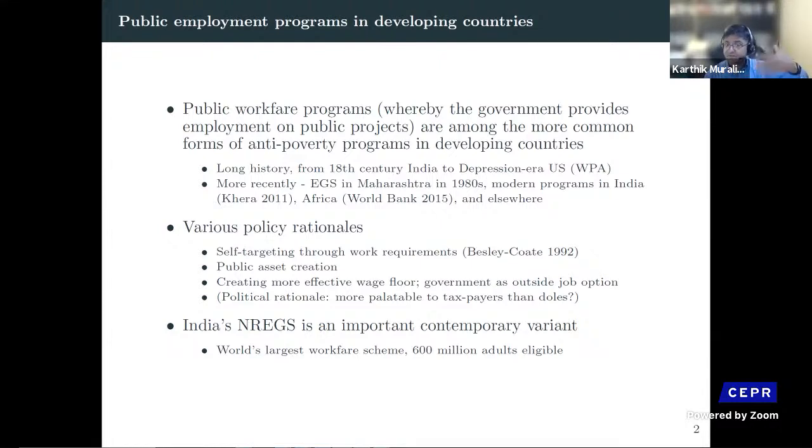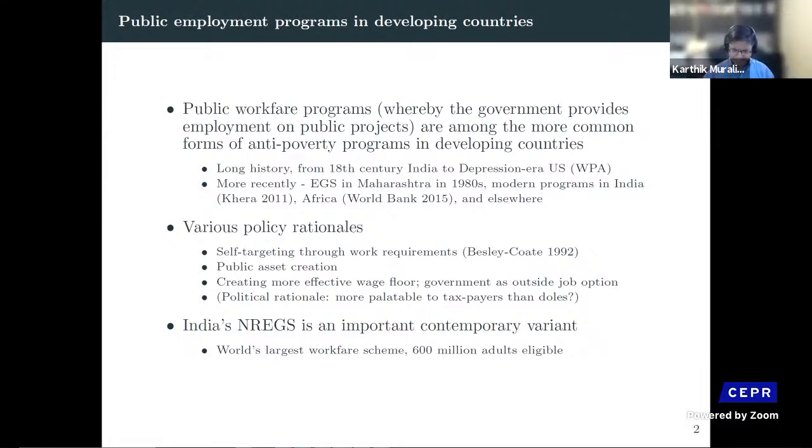The first is self-targeting through work requirements. If you can't target people through administrative data, then this becomes a very attractive feature. There's the idea that you're going to create public assets and not just give out people money. There's the idea that in settings of high informality, this becomes an effective way of imposing a wage floor because the government's not able to implement minimum wages. And I think the political rationale is also really important: at a gut level, it's much more palatable to taxpayers to be funding employment-based anti-poverty programs rather than just a dole.